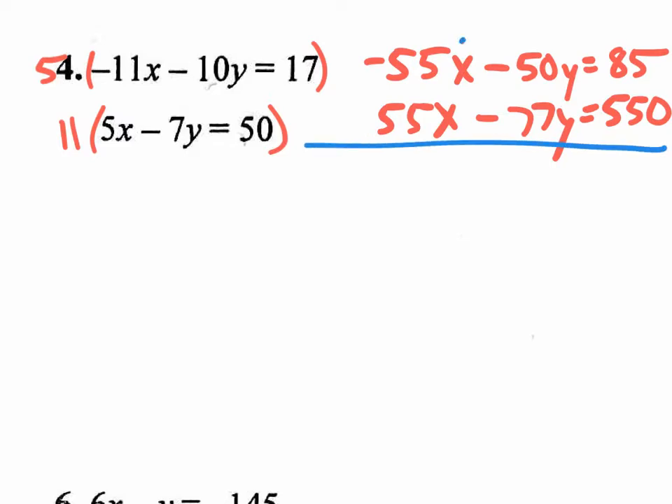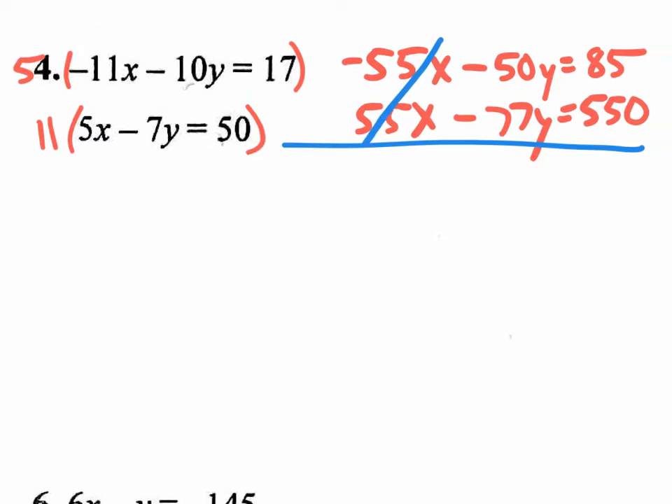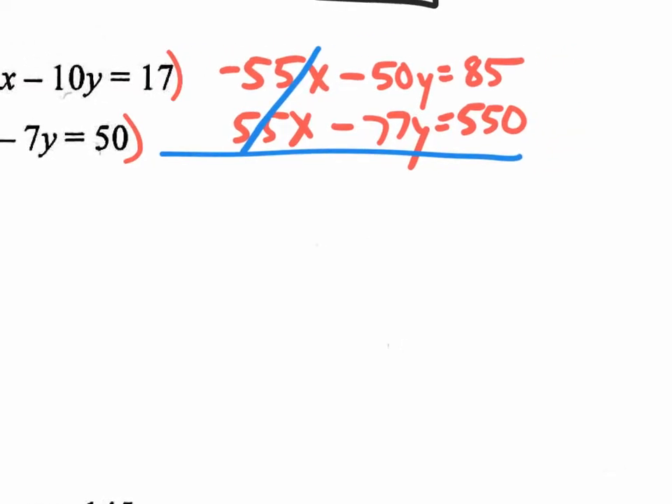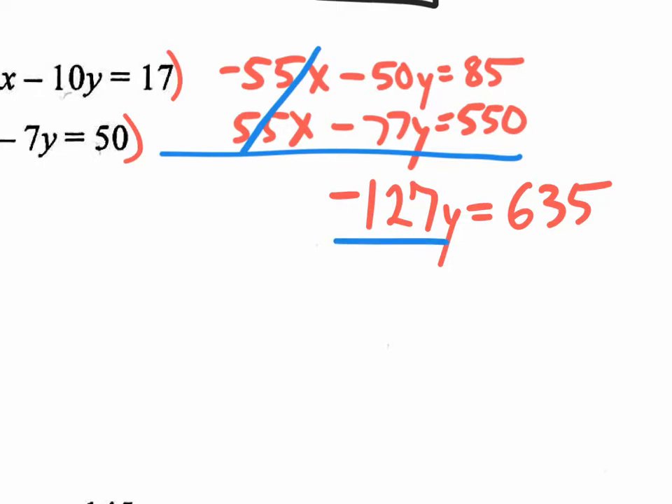So the 55x and the negative 55x, those eliminate. And when I combine negative 50 and negative 77, I should get negative 127 of those y's. And it equals 550 plus 85, which is 635. So even though those are ugly numbers, we still have a one-step equation right there. All you need to do is divide by negative 127. If you take the 635 and divide by negative 127, you will get negative 5 as an answer.